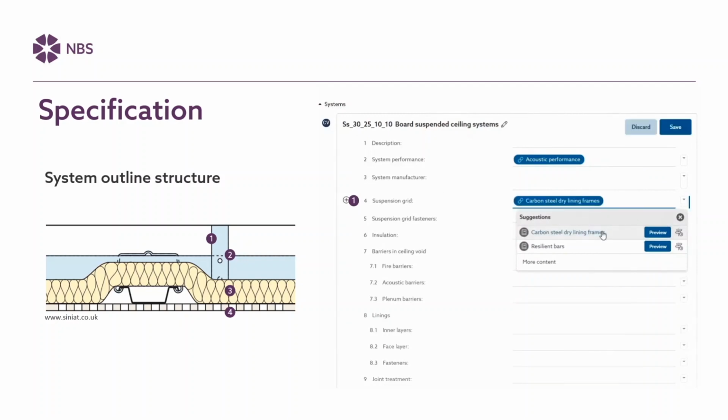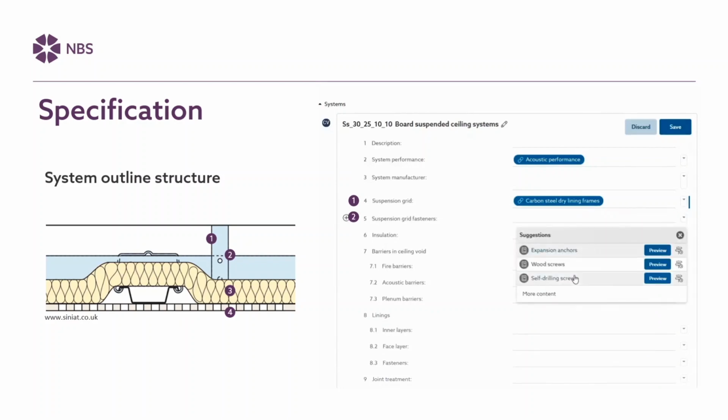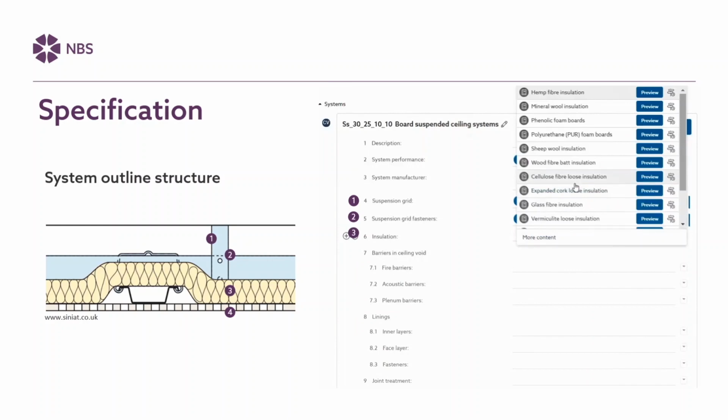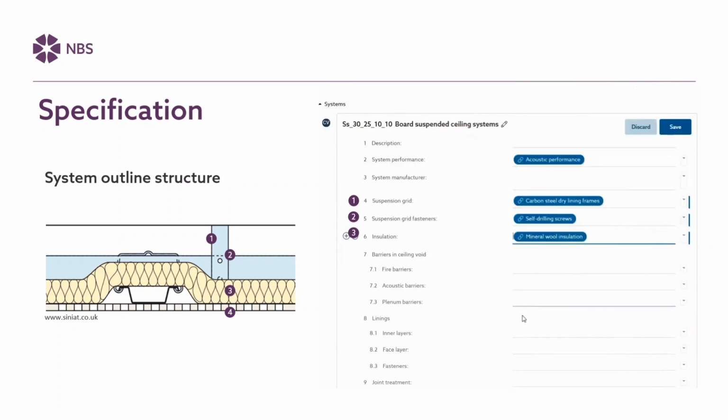So we start with the suspension grid, we move on to the fasteners, the acoustic insulation, and then finally the board or face layer.